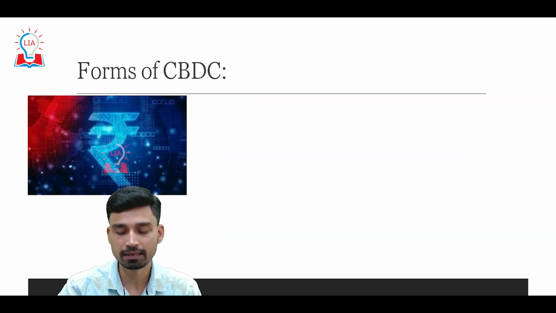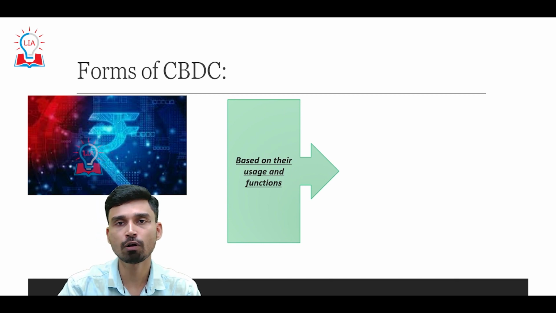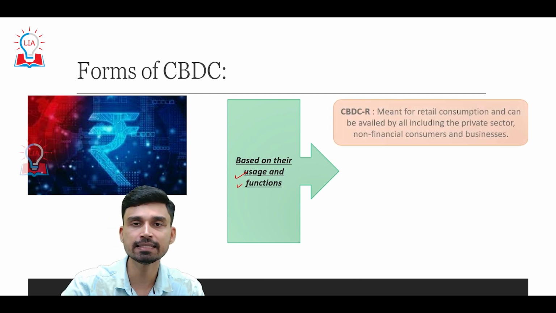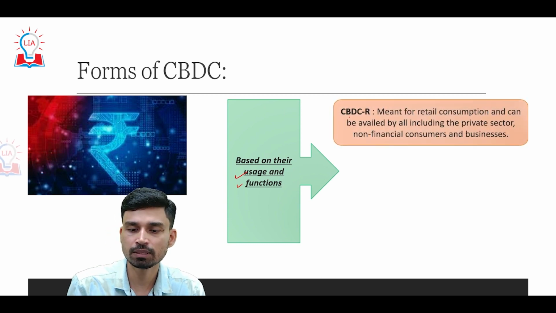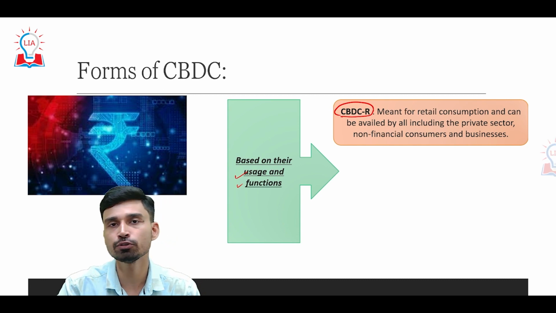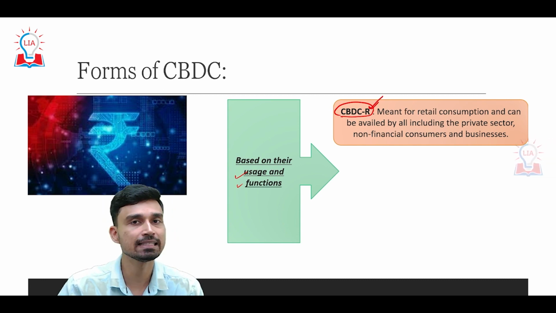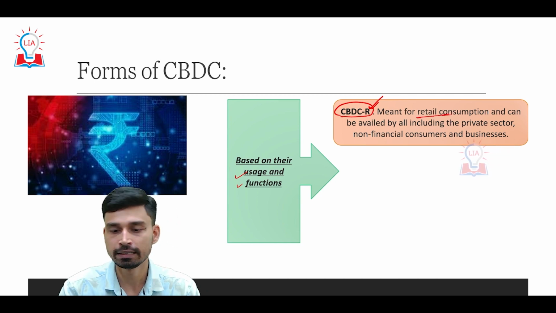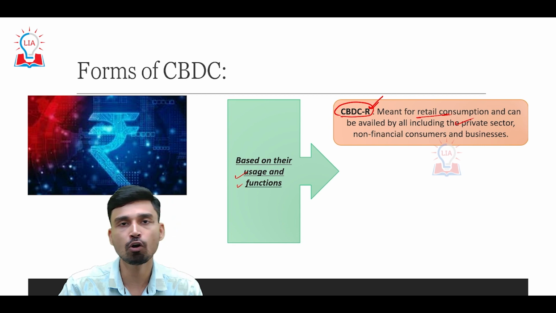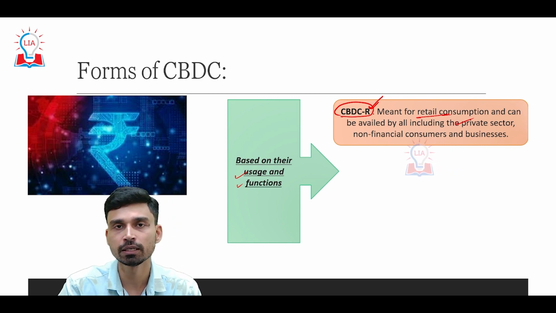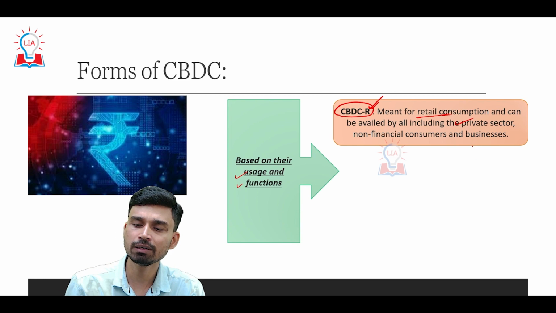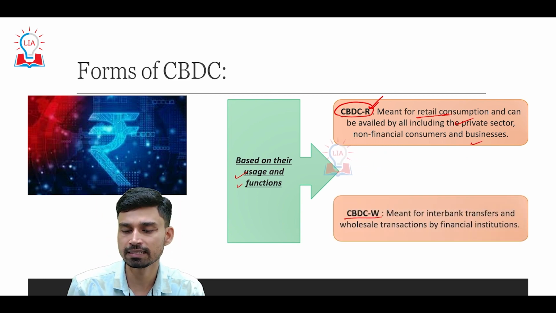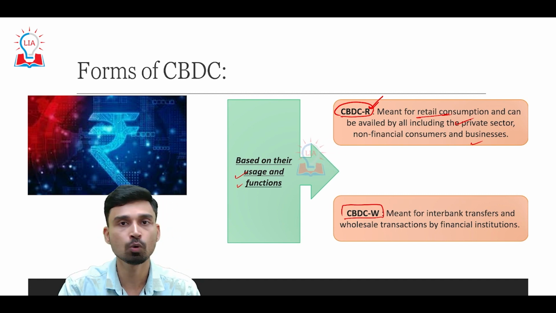Now, as far as central bank digital currency is concerned, we can have different forms of CBDCs. As far as their uses and functions are concerned, CBDCs can be of two forms. First is CBDC-R, which stands for Central Bank Digital Currency for the retail sector. That means this kind of digital currency is meant for retail consumption, for daily consumers, and can be availed by all kinds of customers, whether private sector, non-financial institutions, or even private consumers and businesses. On the other hand, the second form is CBDC-W, that is, CBDC for the wholesale segment.